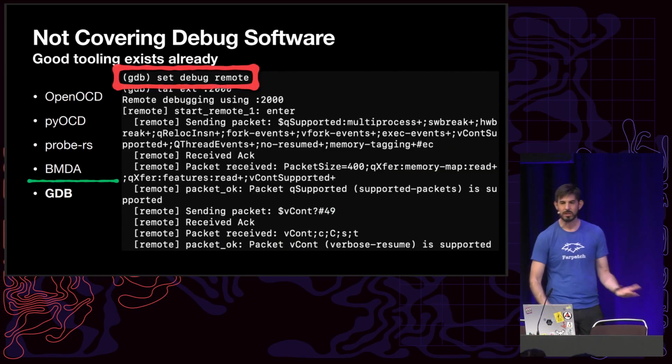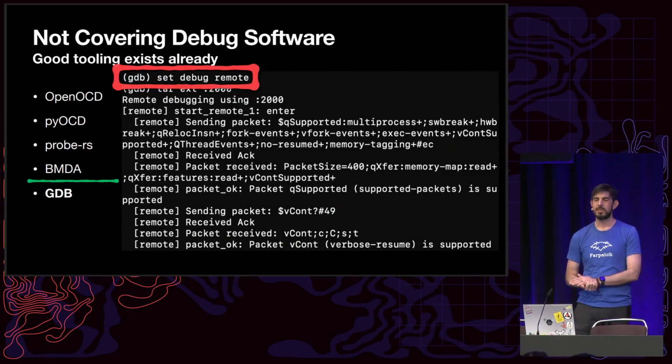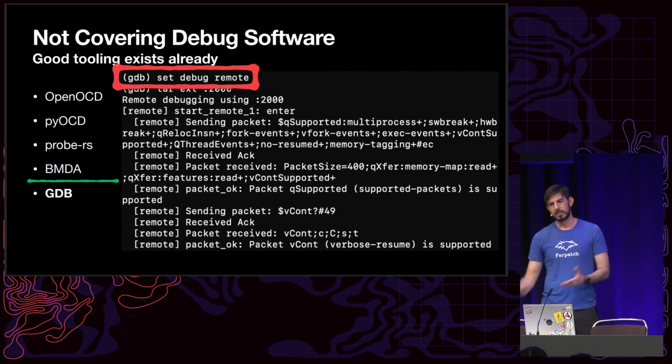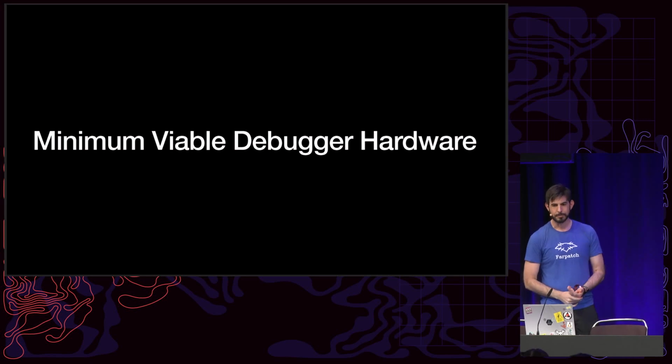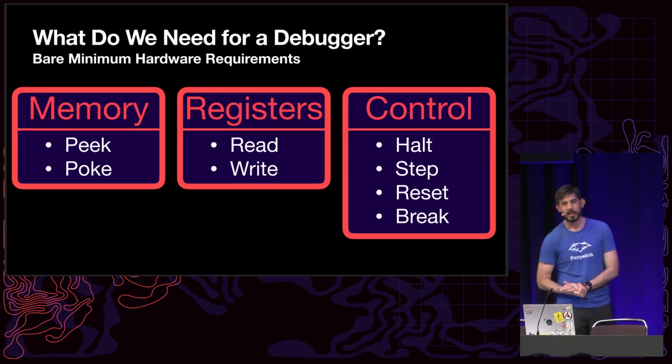We're also not going to cover software. There's lots of good existing software that exists today. I mentioned OpenOCD, there's Python, PyOCD, probe-rs, the Black Magic Debug application, and these all talk to your probe and provide a GDB server. And if you want to know what GDB is doing under the hood, you can run this command, set debug remote, and then you can see the actual protocol as it is going along. So if you want to learn more, give that a shot, and you can actually learn what is going on under the hood. So with that, let's talk about the minimum viable debugger hardware.